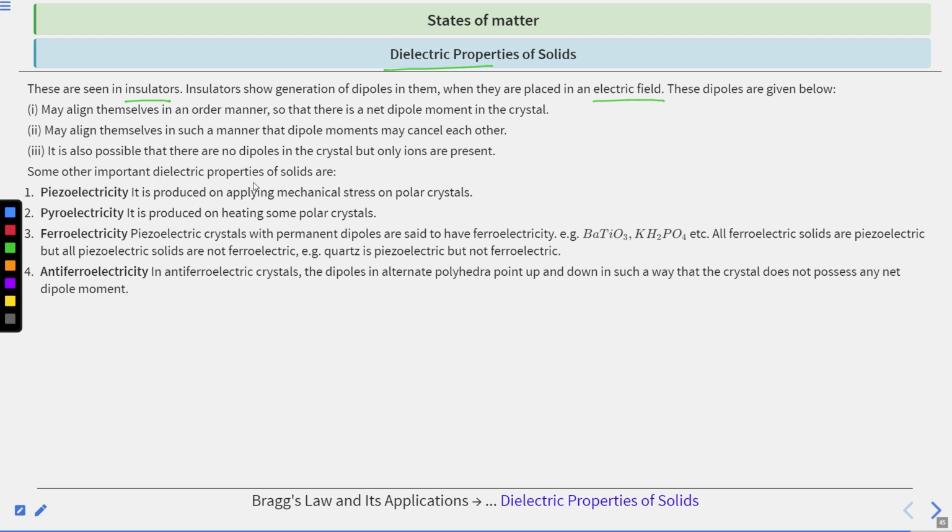Some other important dielectric properties of solids are piezoelectricity, produced on applying mechanical stress; pyroelectricity, produced on heating some polar crystals; ferroelectricity, piezoelectric crystals with permanent dipoles; and antiferroelectricity, where the dipoles in alternate polyhedra point up and down in such a way that the crystal does not possess any net dipole moment.